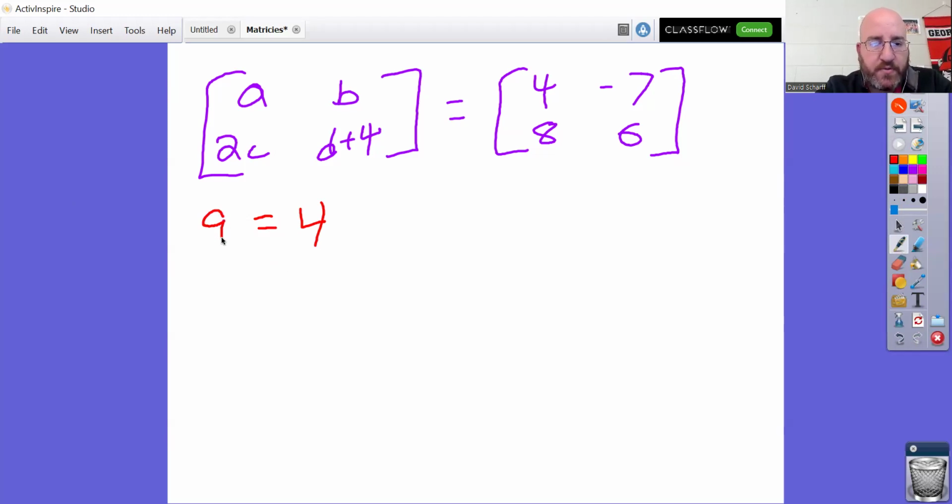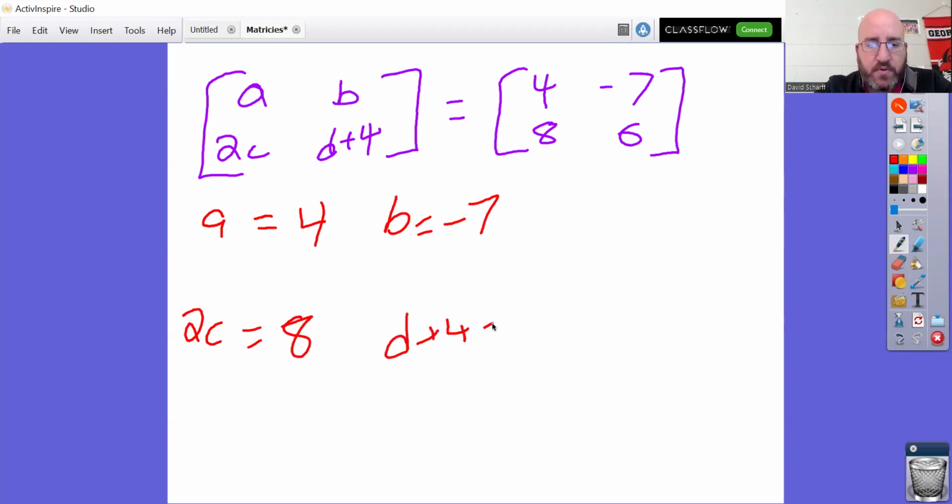All right, so you got A equals 4. There we go. B equals -7. Bottom right, 2C equals 8. Bottom right, D plus 4 equals 6.